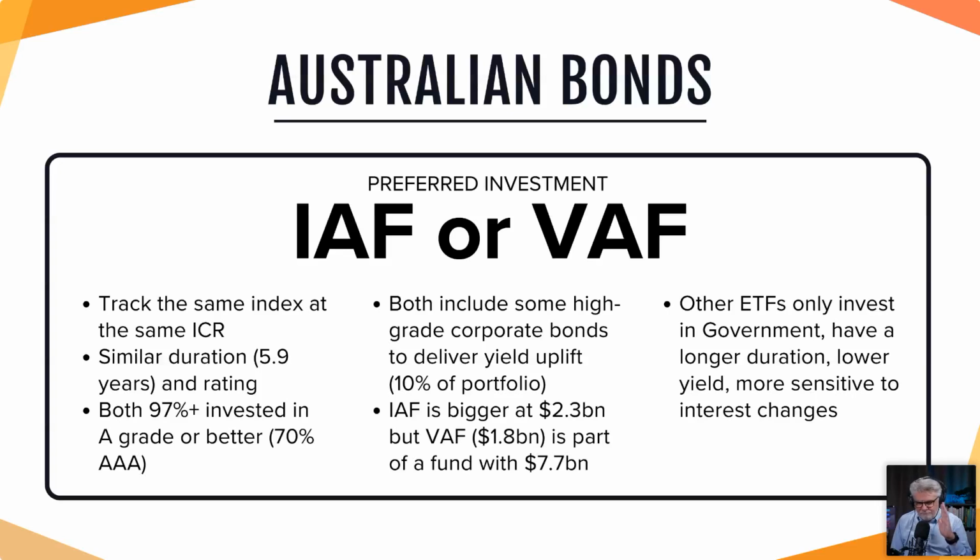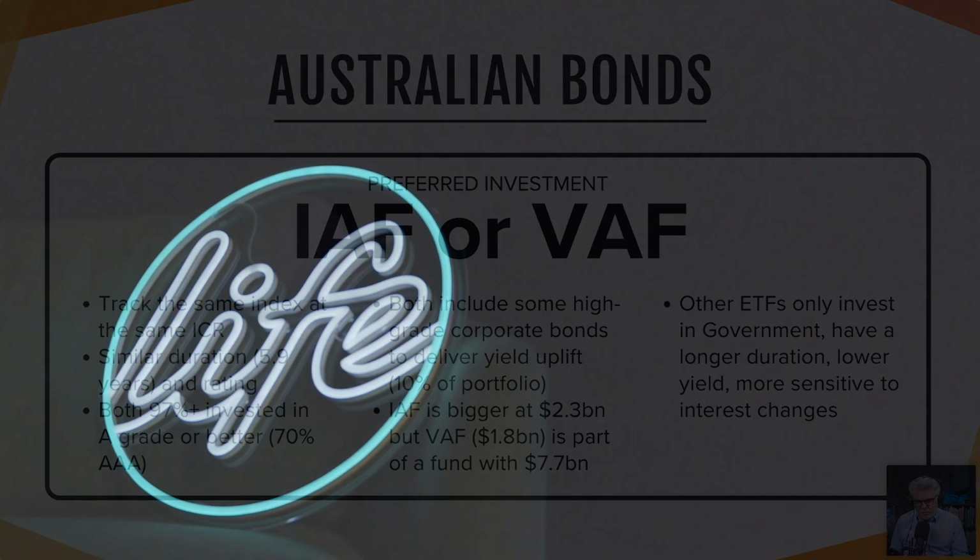It's high-grade stuff, substantially all invested in A-grade or better, 70% of it in AAA. So this is really high-quality bonds. The only way you're going to lose money in this is by selling before the underlying bonds mature.